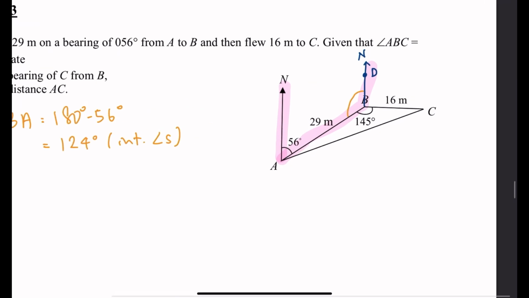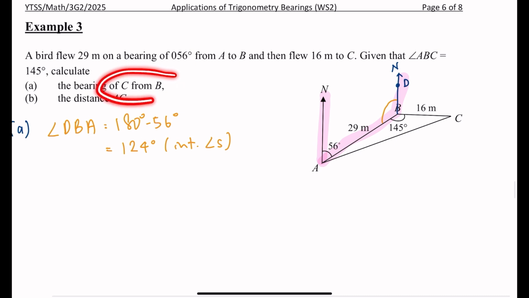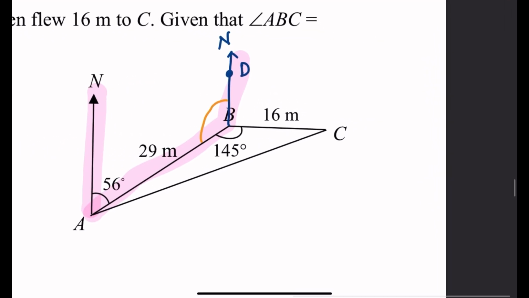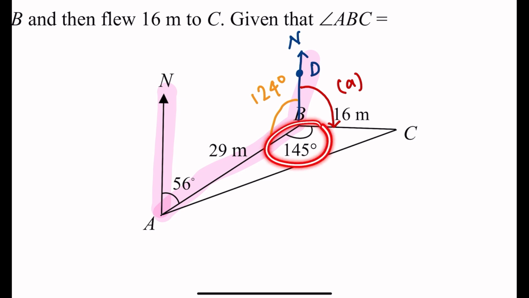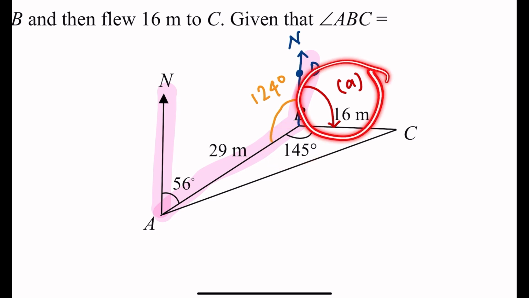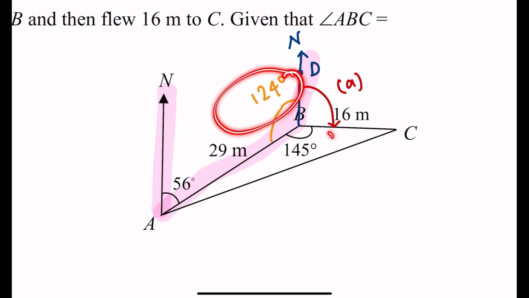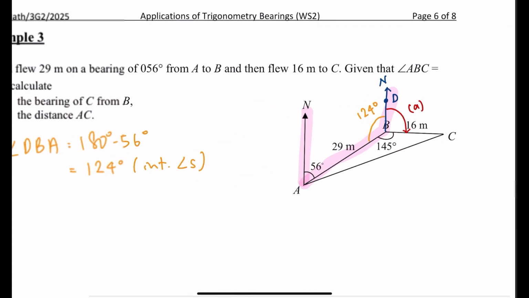Okay? So now, take note, bearing of C from B, we need to measure clockwise from the north. So the north at B is here. So from B to C, you draw clockwise until you meet the line that connects to C. So this is the bearing you need to find for part A. Notice something, I already found the orange angle, which is 124.